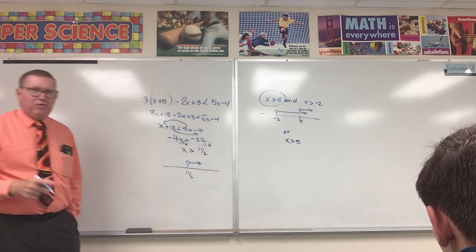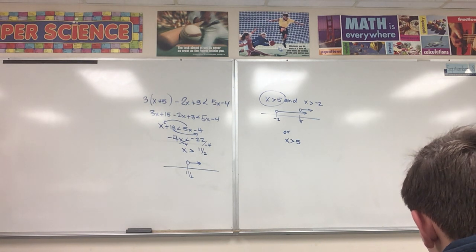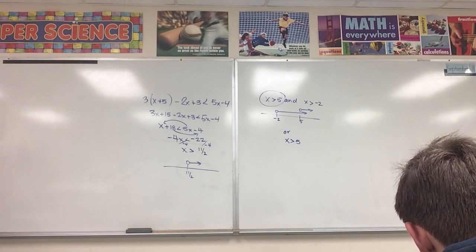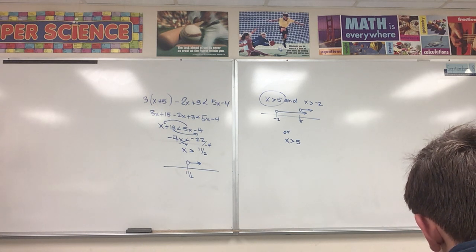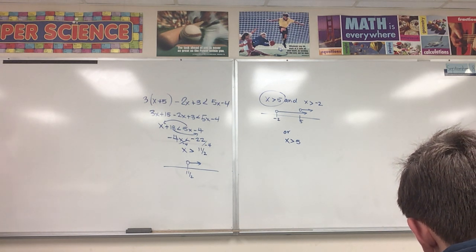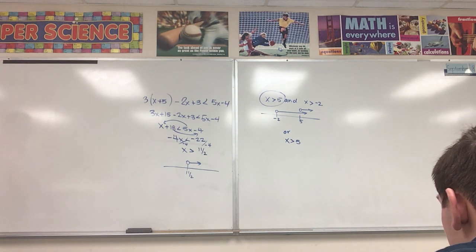So in this case, my answer is going to be the numbers that are greater than 5. Now I can't say 6 because I missed out on the numbers between 5 and 6. I missed 5 and a half. I missed 5 3/4. So I have to include those numbers. That's why we just say greater than 5, because I know 5 is not included, but everything else is.